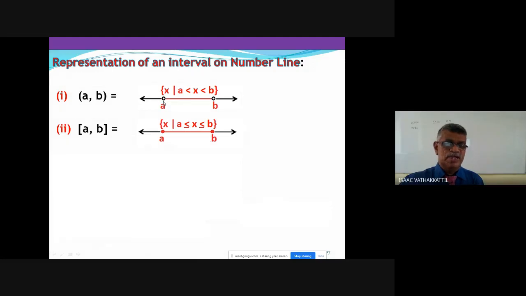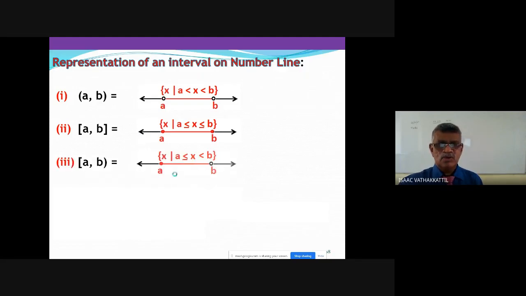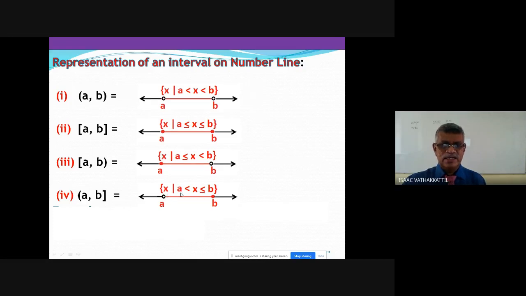You can distinguish between them with a small circle and a small dot. A is included, B is included, that is closed. What about open-closed and closed-open? You know the difference now. You have to recognize whether it is closed-open or open-closed. Open-closed AB is the set of all x belongs to R such that A less than x less than or equal to B.